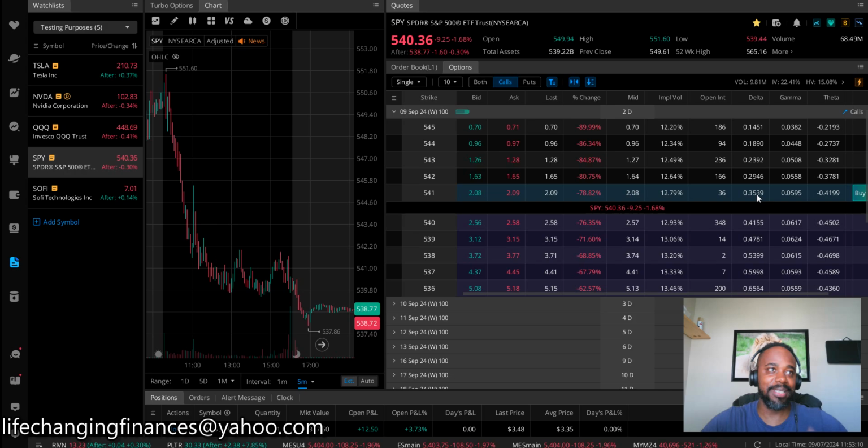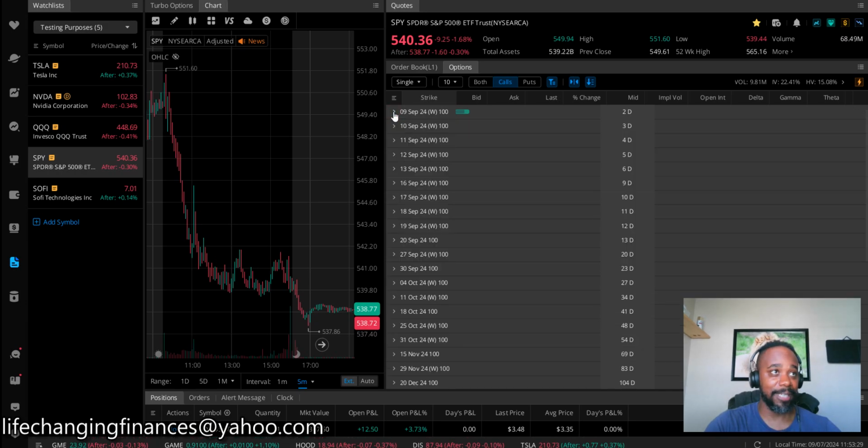Now, the delta means this column here, you see it says 35 right here. That means for every dollar that this stock goes up, you would gain $35. For every dollar that it goes down from the point that you bought it, you're going to lose $35. But remember, this delta is going to speed up because we're looking at a 1 day option contract.